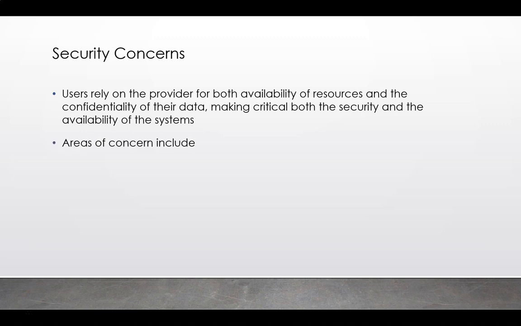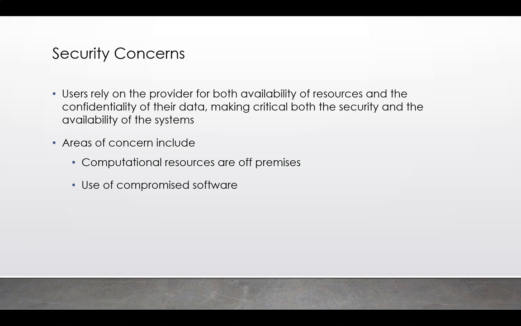The specific areas of concern with respect to cloud security include computational resources being off-premises. Because these resources are off-premises, enterprises do not have the same amount of control over their resources and their data. In fact, in most cases, they have no guarantees over the level of security and protection of the resources they manipulate. Another area of concern is the use of compromised software. An enterprise might purchase access to an operating system that has been compromised in some way by an adversary who can steal its data and interfere with the computation.